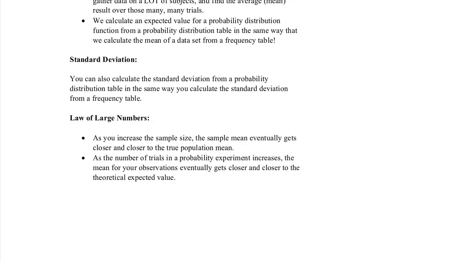Another way you could look at it is that if you have a probability distribution function, you will have theoretical probabilities for each value, and you'll have a theoretical expected value. The more trials you do, the closer the expected value for your samples gets, the number of trials you conduct, gets closer and closer to the expected value you would get theoretically.